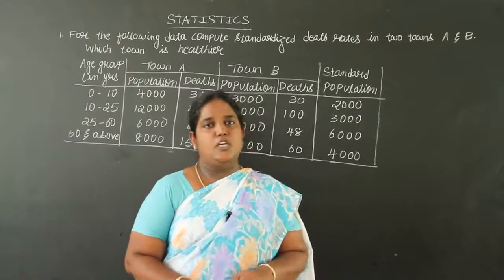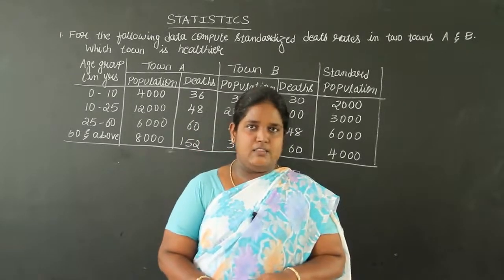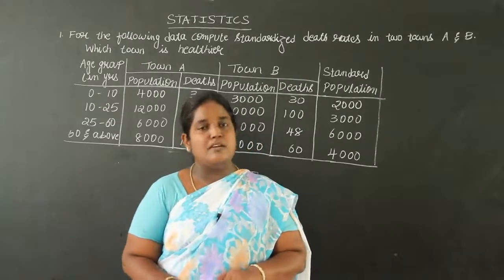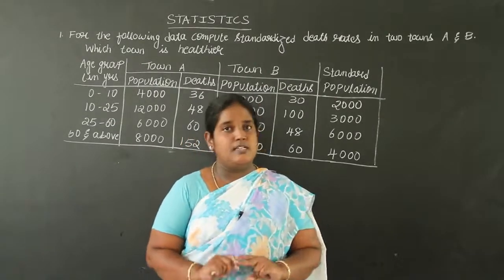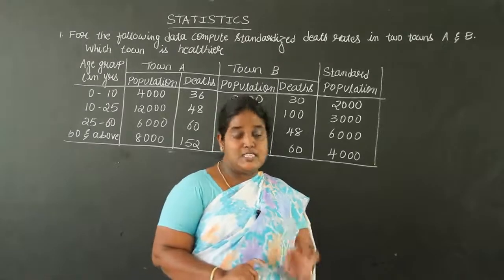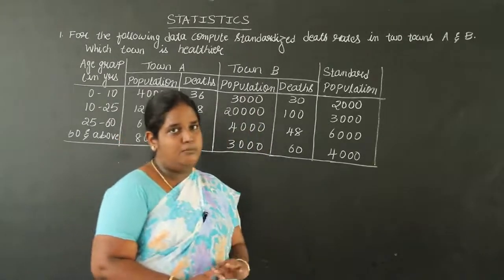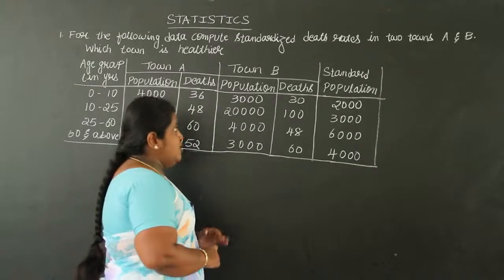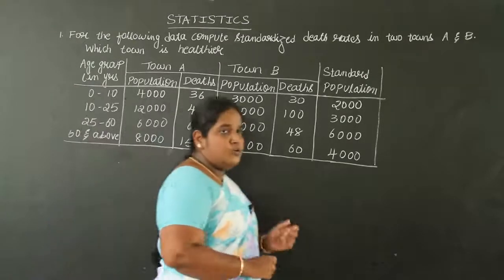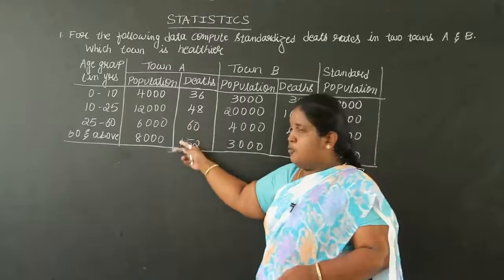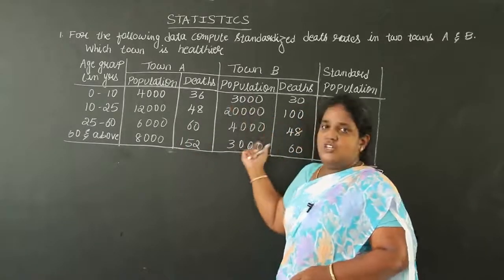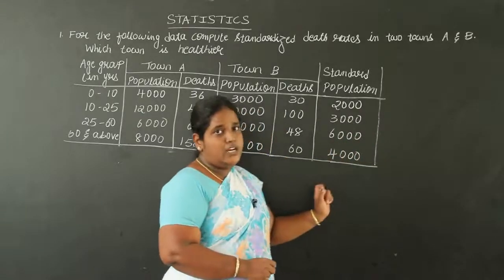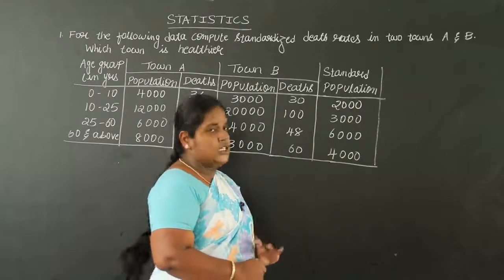Okay, now we are starting with the problems on the standardized death rate. This method is very important. It will be asked in 10 marks, if not, at least in 5 marks. So this method is compulsory either in the 5 marks or 10 marks. Usually it will be in 10 marks itself. They have given the age group, population and deaths of town A, population and deaths of town B, and standard population. So standard population is compulsory in this method.